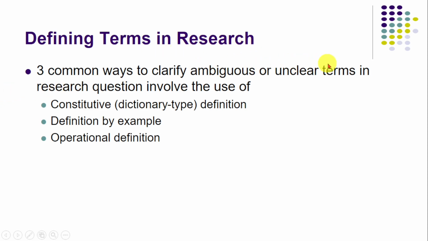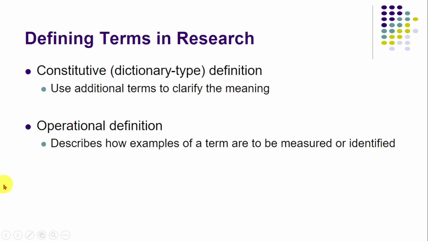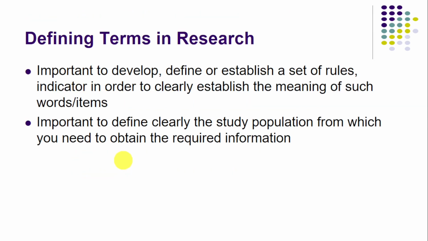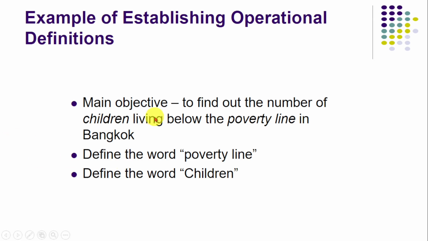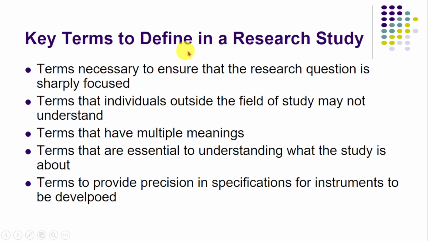Define terms in research. A common way to clarify ambiguity in a term is to consult a dictionary, give a definition, and provide an example. So, consult the dictionary, as there are some words that you can find in the dictionary, or use an operational definition that you make for your research. For example, the main objective is to find the number of children living below the poverty line in Bangkok. Define the word poverty line, define the word children. Key terms define the research area. So you have to define all the terms.